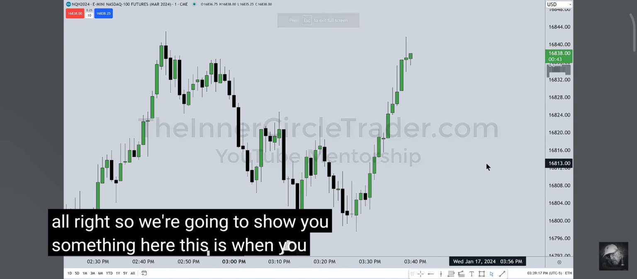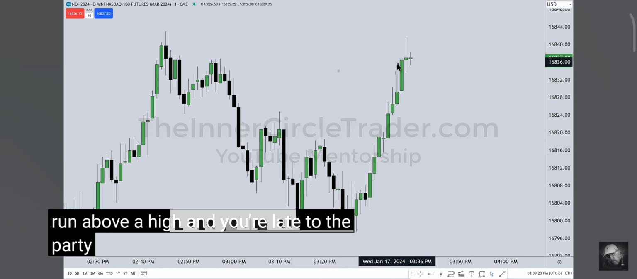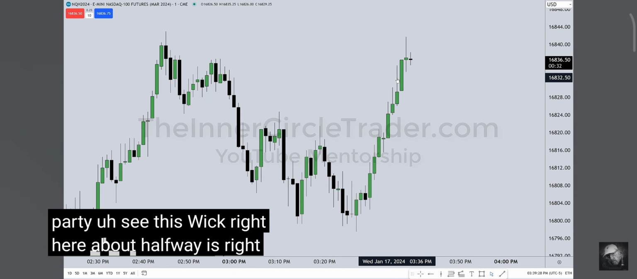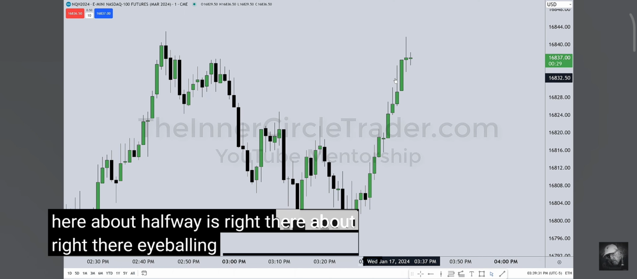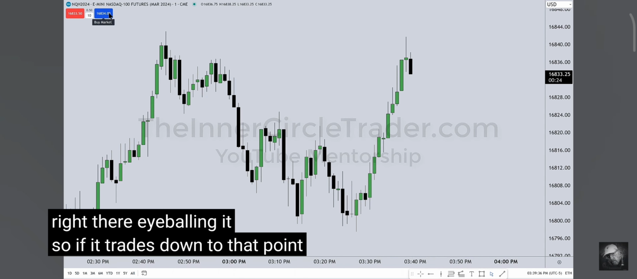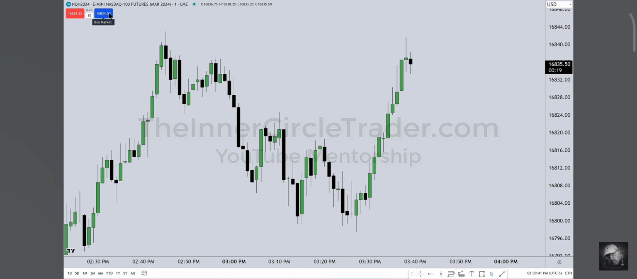Something here. This is when you're anticipating a run above a high and you're late to the party. See this wick right here? About halfway is right there. About right there, eyeballing it. So if it trades down to that point, just a little bit more. Just a little bit more.